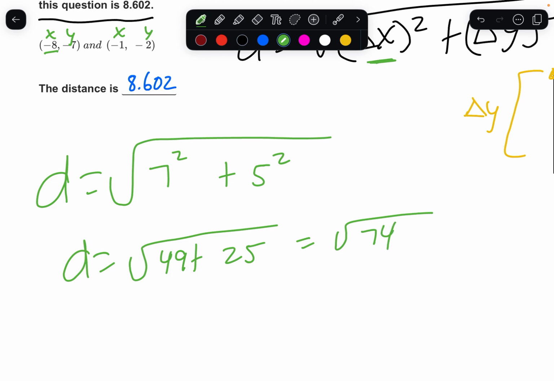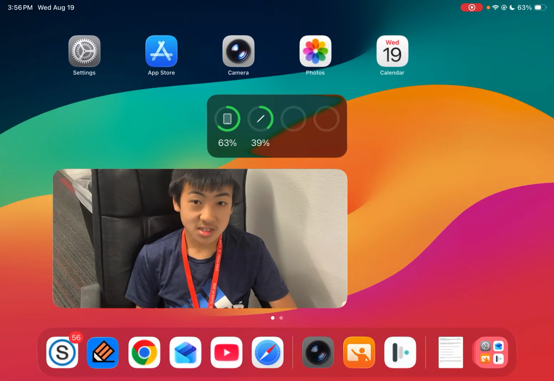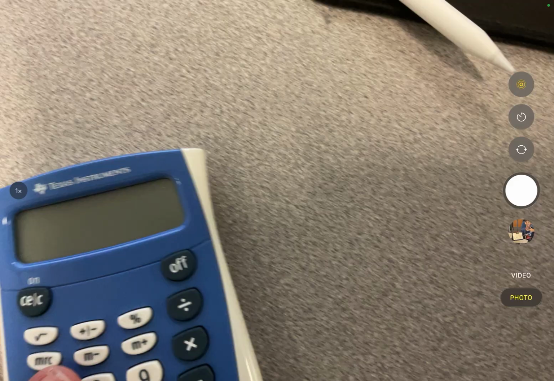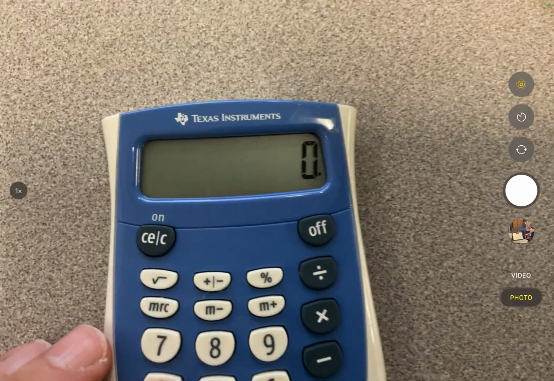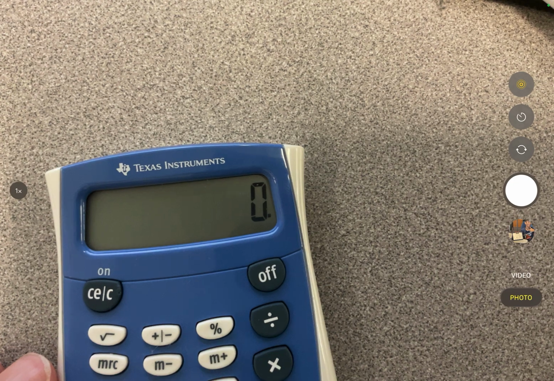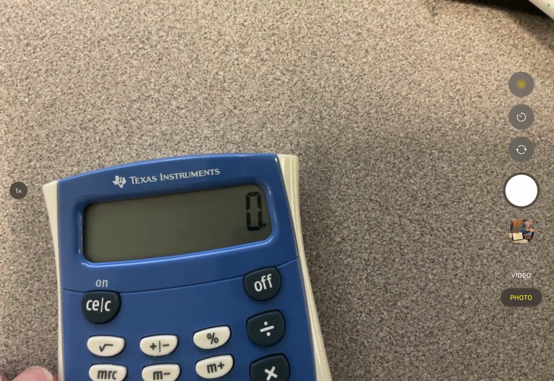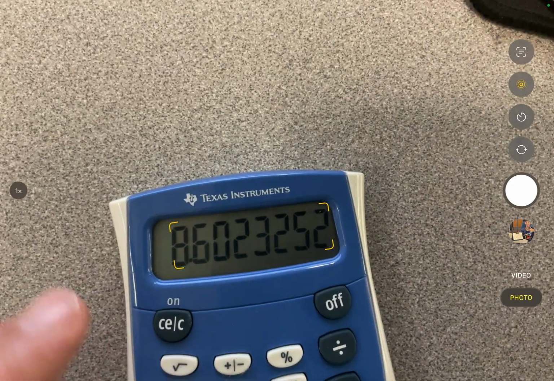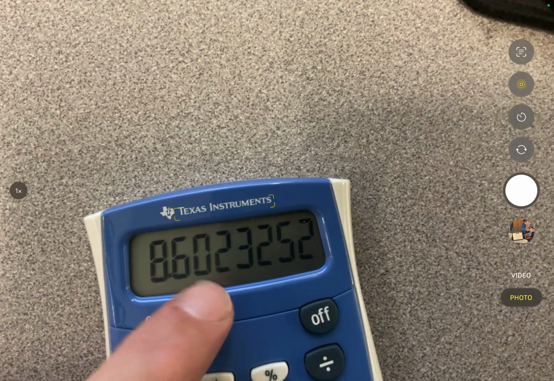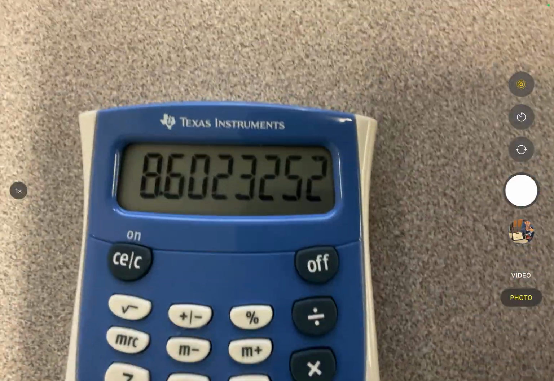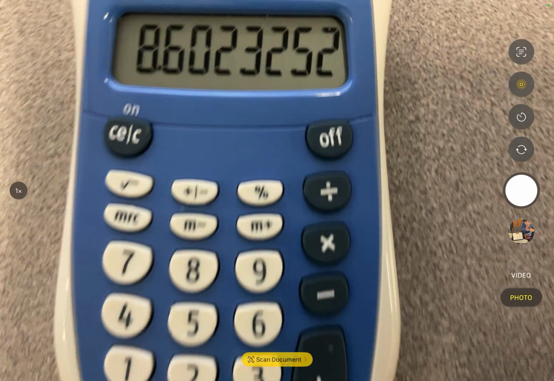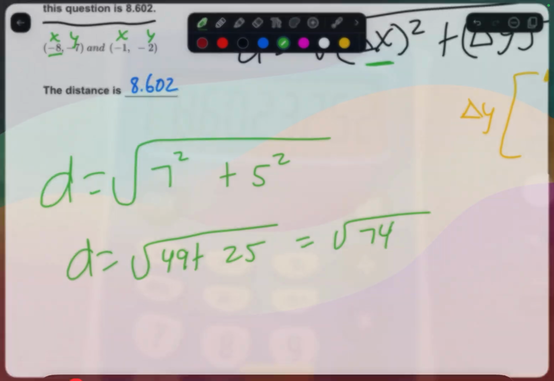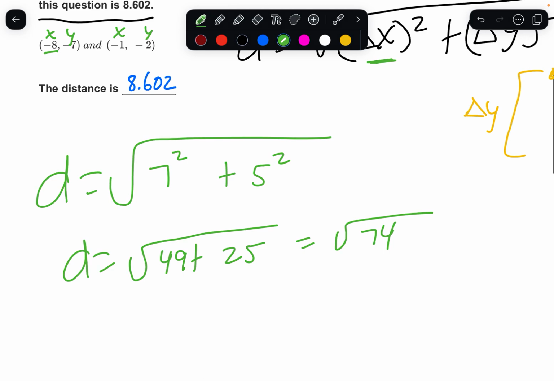But we are going to type this into our baby calculators. And the way we do that, if I go in here real quick, is we have to type in the number first, which was 49 plus 25, 74. So we type in 74, and then we hit the square root button. And that is 8.602. So that is what you have to do in that case. You have to start with the number and then hit the square root button on a calculator like this. So the square root of 74 is 8.602.